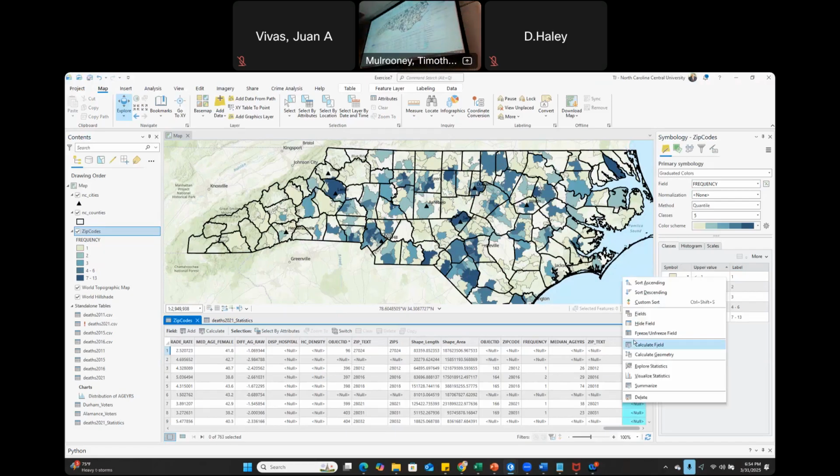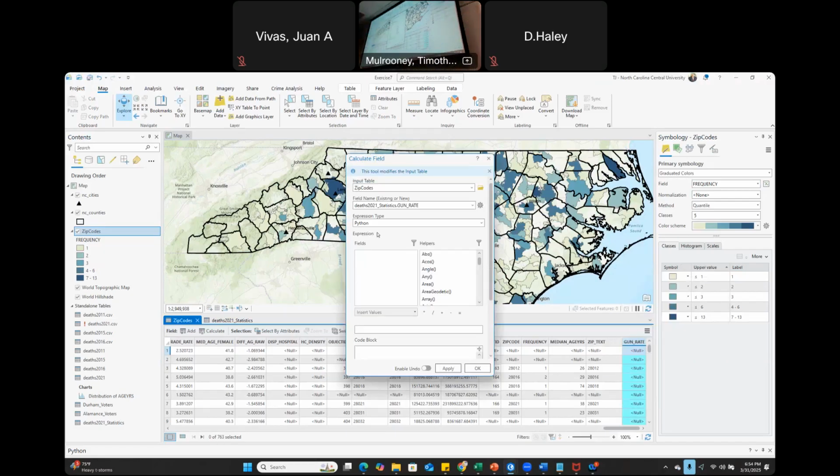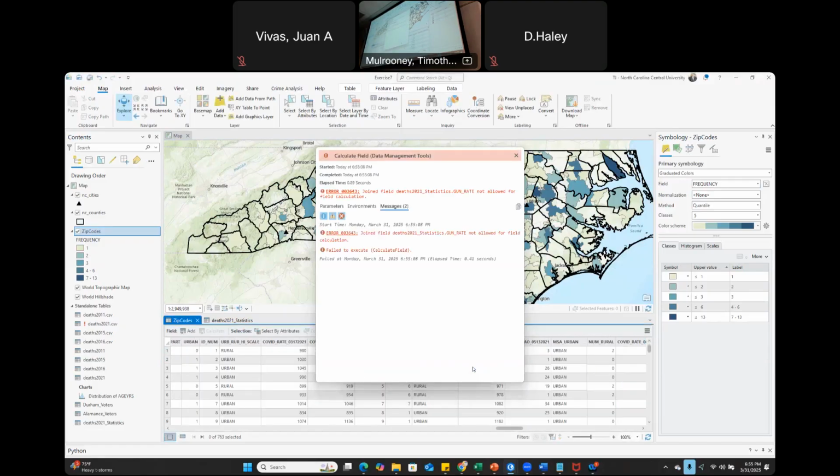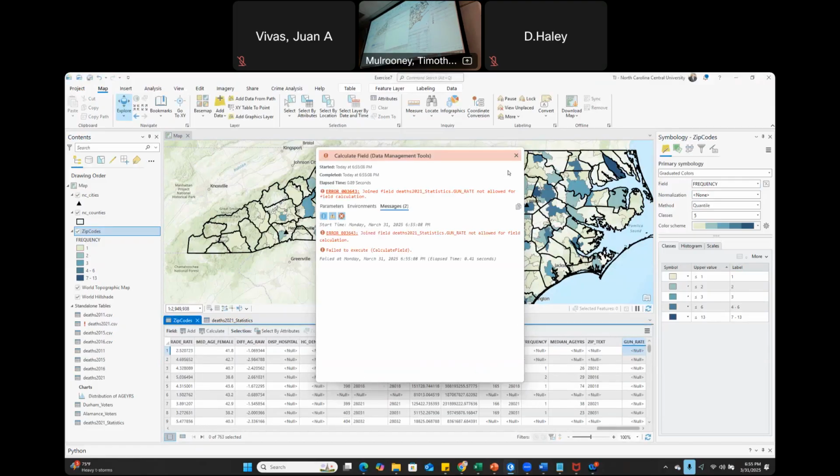And so I can calculate the gun rate where I calculate the field, which is just going to be, we're going to do 10,000 times the frequency divided by the population, total population. So this is the number of people. Join field statistics generator is not allowed.